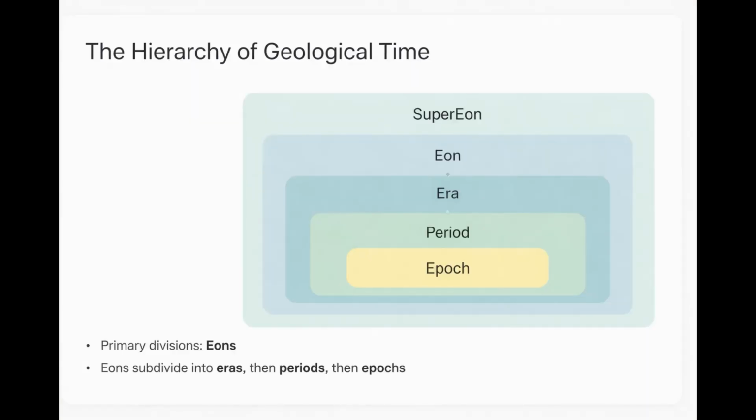The GTS is organized like a hierarchy. The broadest grouping shown here is a supereon, then eons, then eras, then periods, and finally epochs. Think of it like folders within folders. Each step down gives you a finer resolution view of Earth's history, letting geologists talk about both huge transitions and more detailed phases within them.